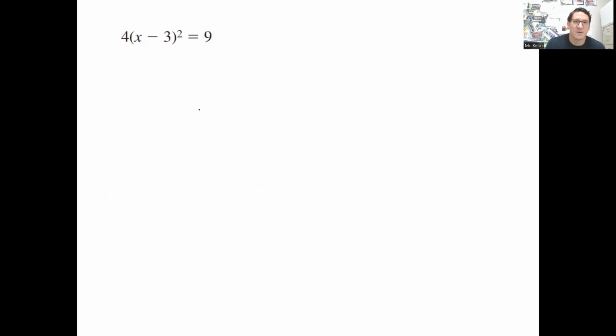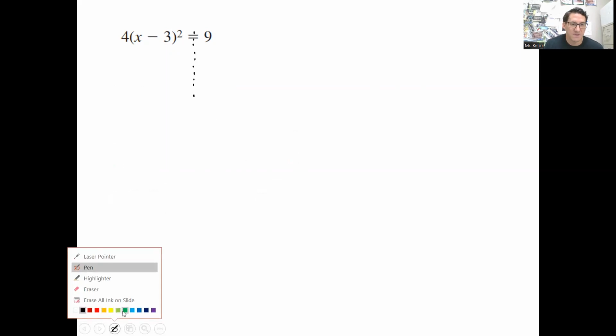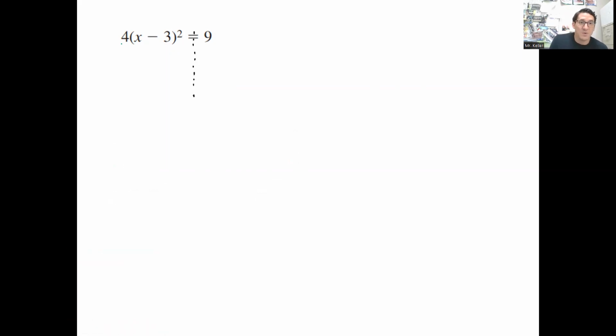All right, let's do another example here. So first, since I have stuff outside the parentheses, I need to get rid of that stuff first. So I'm going to divide both sides by 4. So I'm going to have x minus 3 squared is equal to 9 over 4. I'm going to extend this a little bit. Then from here, I can take the square root of both sides. I know we have a fraction. We're just going to deal with it.